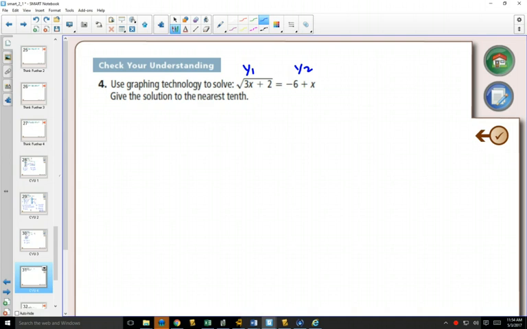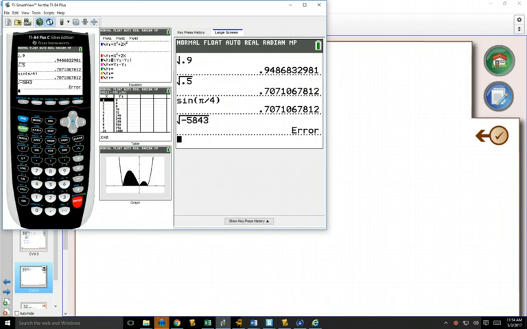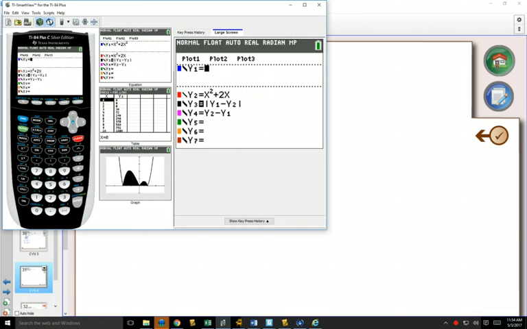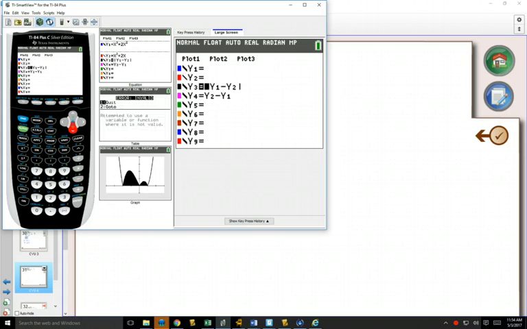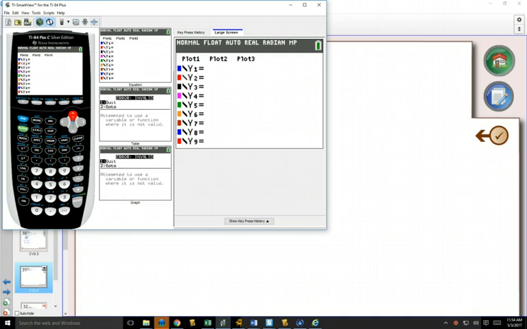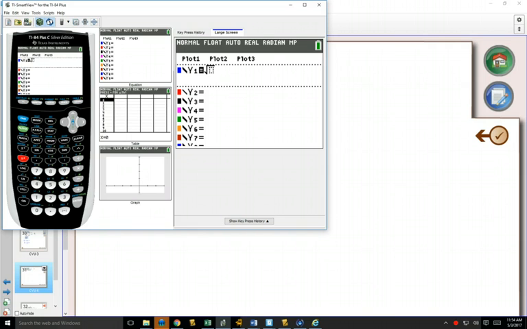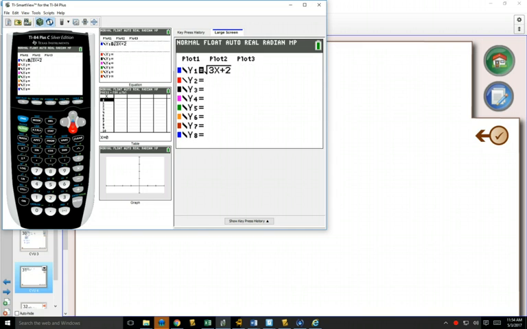I guess your other option is to make everything equal to 0 and find your x-intercepts, but I like this better. Type both of those equations in. So in y1, clear out anything else you might have. In y1, we have the square root of 3x plus 2. And in y2, we've got negative 6 plus x.